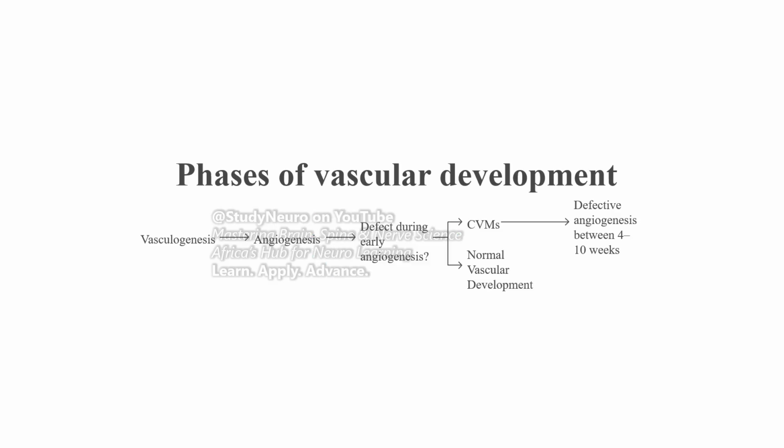Vascular development occurs in distinct phases. First is vasculogenesis, where blood vessels form de novo from mesenchymal precursor cells. Next is angiogenesis, during which these primitive vessels are remodeled and differentiate into matured arteries and veins. Cerebrovascular malformations result from defects in early angiogenesis, particularly between 4 to 10 weeks of gestation, leading to abnormal vessel structure and function.